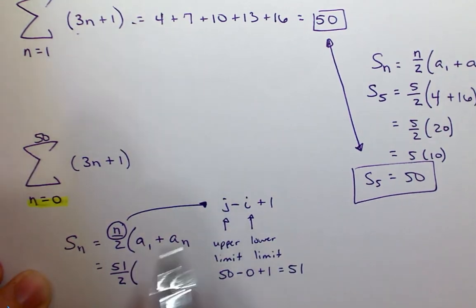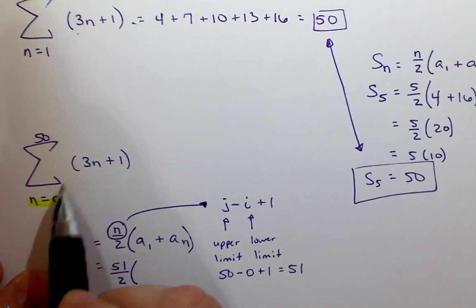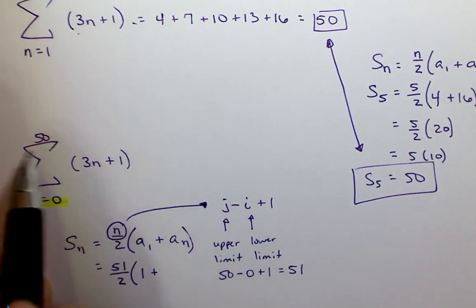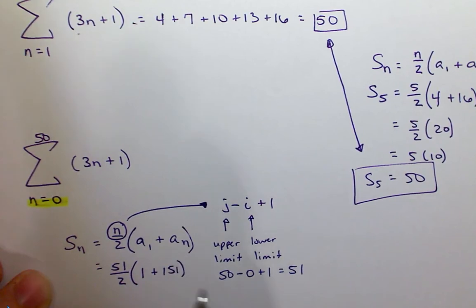Now, instead of saying the first number, I'm going to say the 0 term. So I'm going to plug 0 in here. So 3 times 0 plus 1 is 1. And then I'm going to plug 50 in. 3 times 50 is 150 plus 1, so 151. So this is going to give me 51 over 2 times 152.